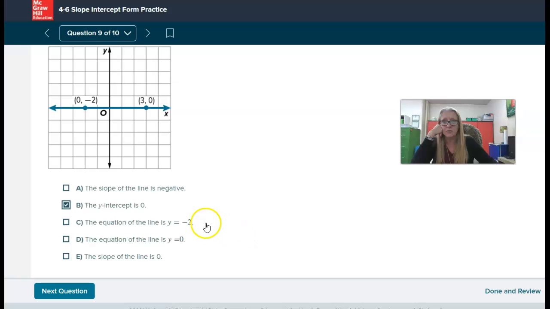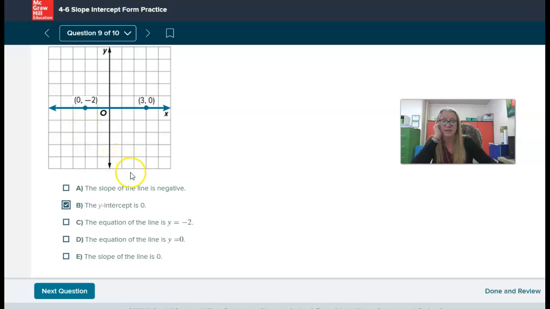The equation of the line is y equals negative 2. That is not correct. If it was y equals negative 2, it would be down here. Okay. Let's see. The equation of the line is y equals 0. All right. Equals 0. This is still not right because 0, negative 2 would be here, and 3, 0 would be here. So this point is not in the right place.